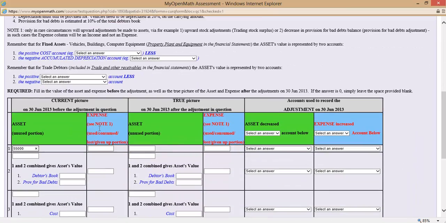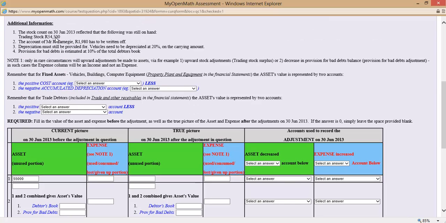Alright, and then our true picture for trading stock is in actual fact 54,500, because that is what our stock count showed. So 54,500 is the true picture for trading stock. And my expense is now going to change because I have reduced the value of my asset by 500 Rand. The way that I've done that is I've taken 500 Rand out of the asset and moved it to my expense, which is called the trading stock deficit.